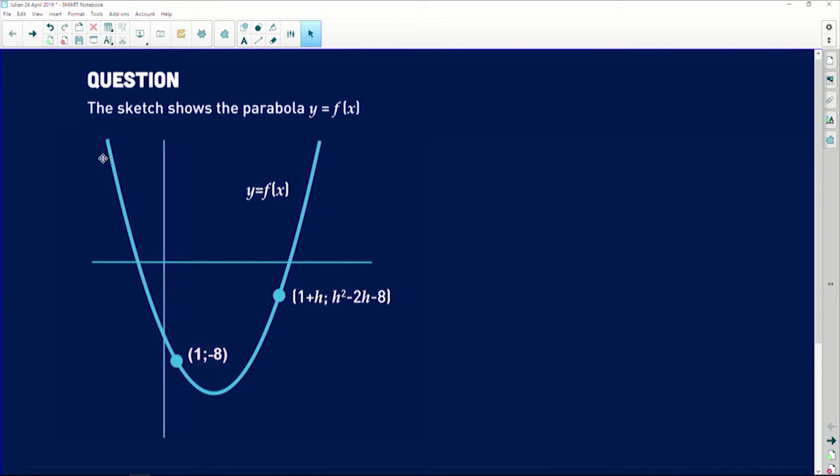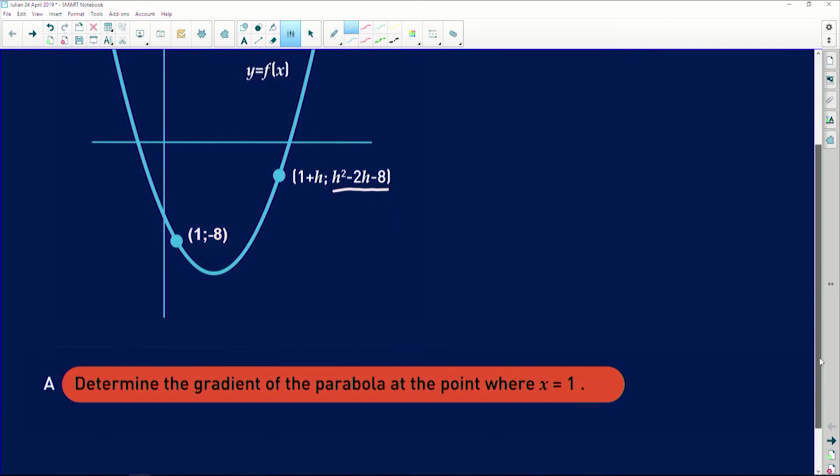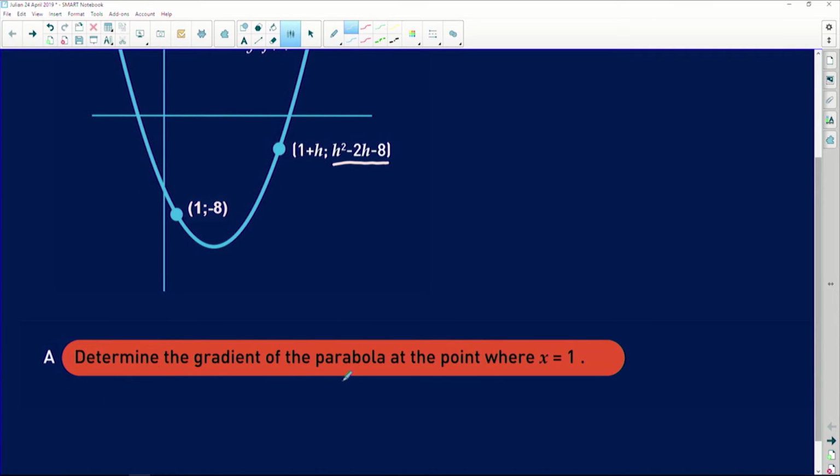So the question says, the sketch shows the parabola y equals f of x. Okay, so we don't actually know what this function is, but the parabola is drawn for us over here. So we say y equals f of x, and we've been given 2 points. We've been given the point 1 and negative 8, and we've been given the point 1 plus h, and that tells us, well, when x is equal to 1 plus h, we get an output value of h squared minus 2h minus h. And the first question reads, determine the gradient of the parabola where x equals 1.